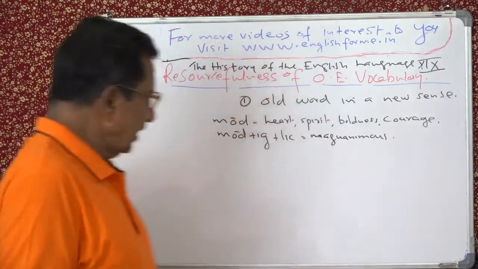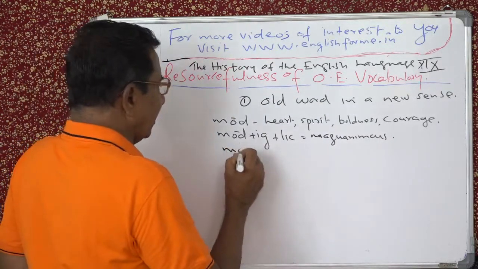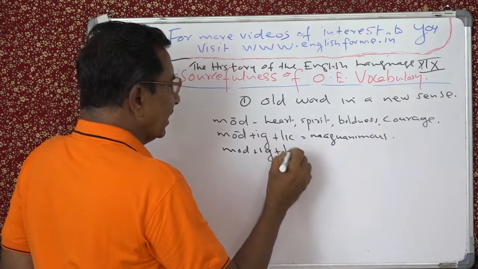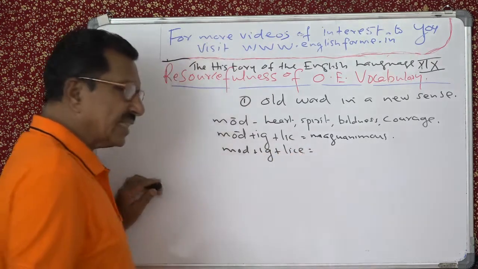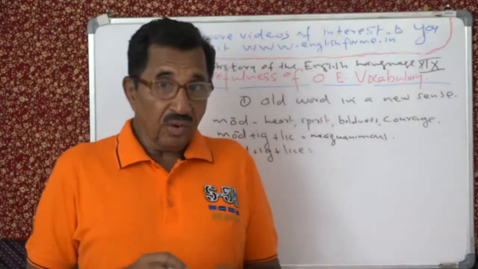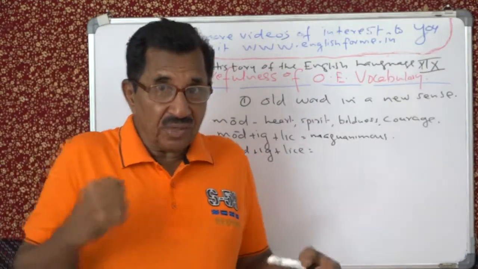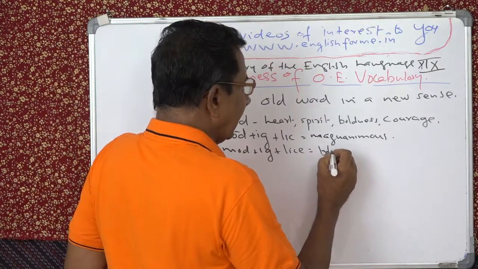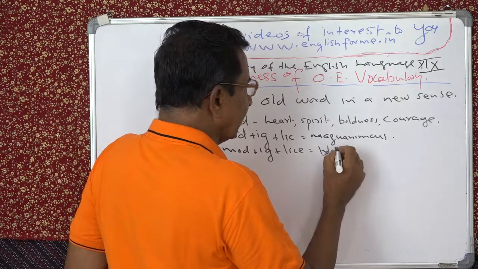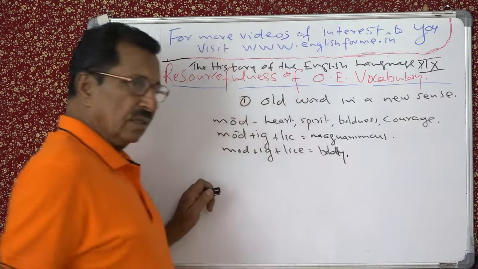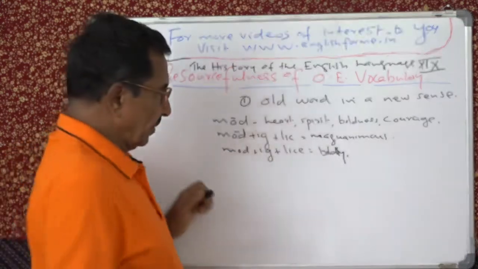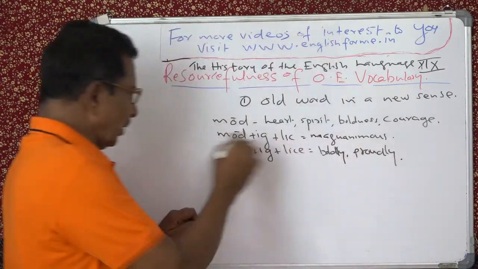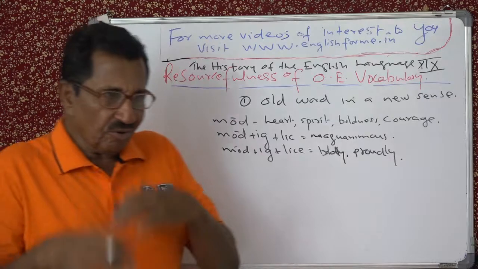Understand? And then they had another word they coined, modiglice. And what is the meaning? Boldly. Proudly. So when you are bold, that it becomes an adverb. Boldly, proudly, etc. So see, the root is the same, mod. From there, they are coining words like that.